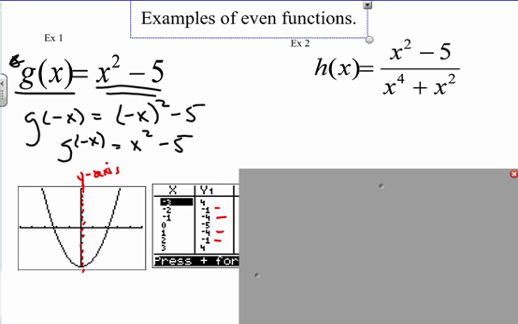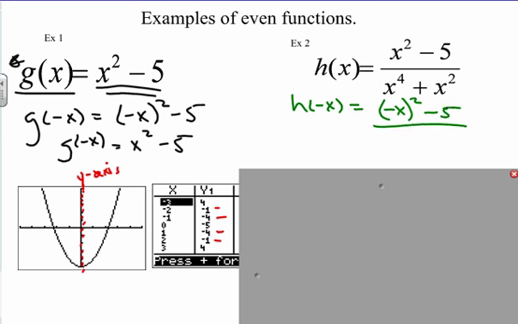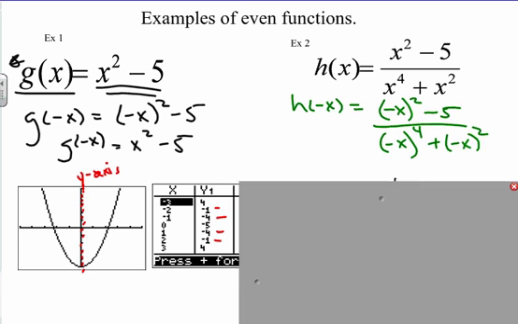We'll see what happens. When I plug in my negative x value into this function to find out if it has some symmetry over the y-axis or if it's an even function, I'm going to take negative x and plug it in there and I square it. Oops, I'm going to subtract 5. And I'm going to do the same thing and plug it into these two values because that's how functions work. Substitution.